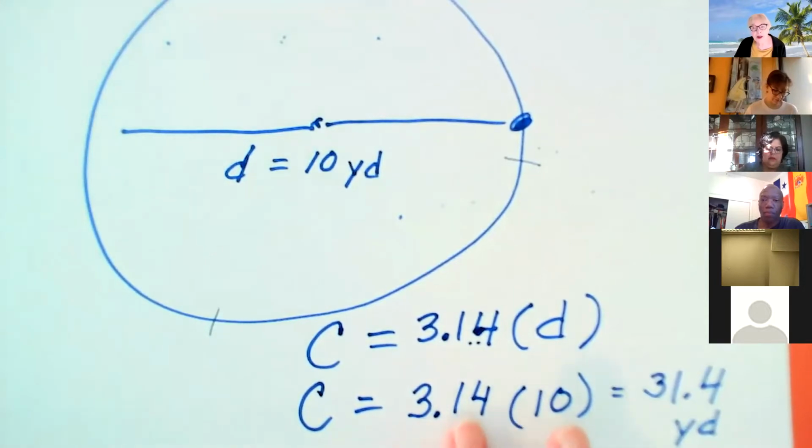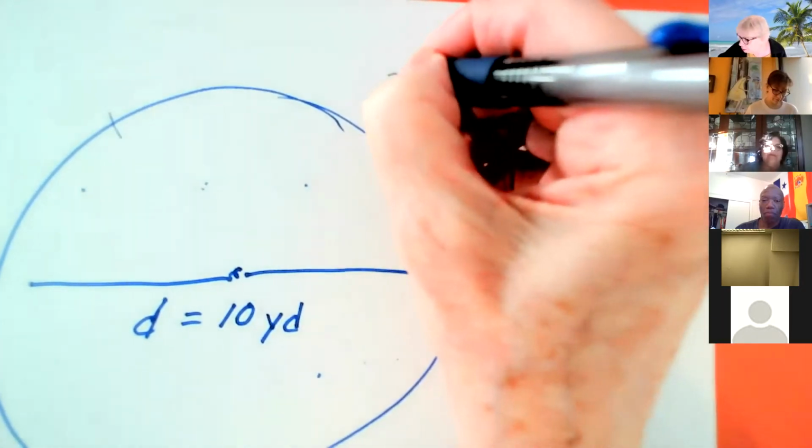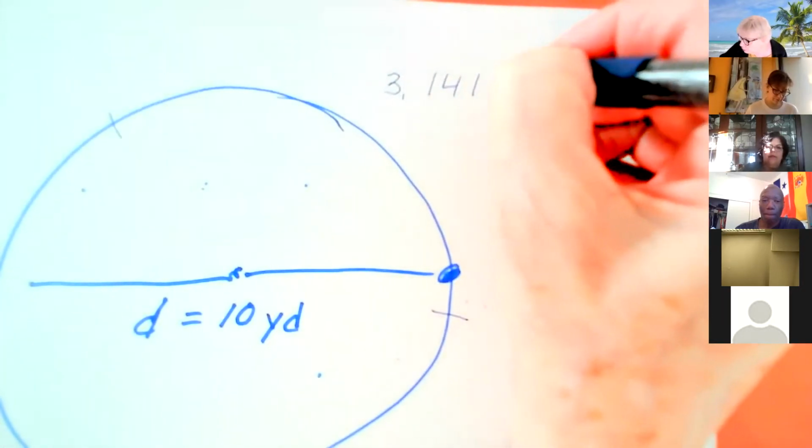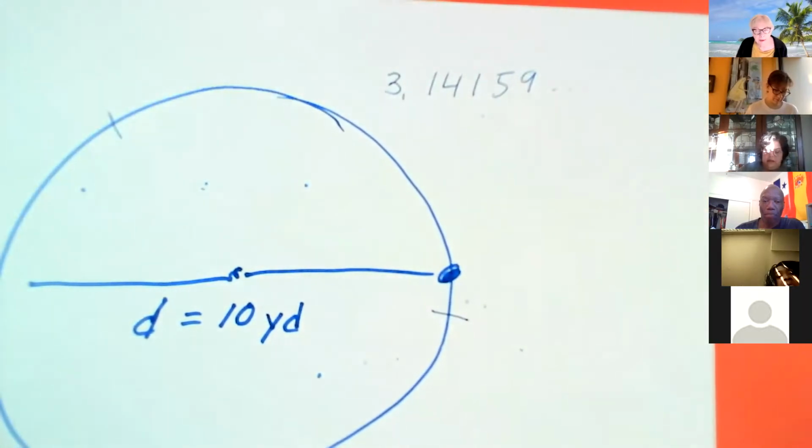So I'm trying to give you something to remind you about. It's a little bit more than 3. And is it always 3.14? Yes. Okay, this is what I remember: 3.14159, and it keeps going.